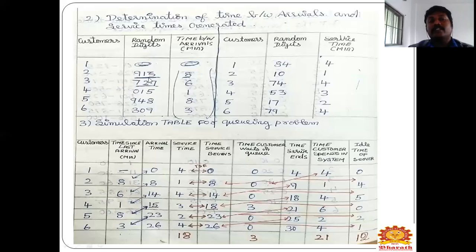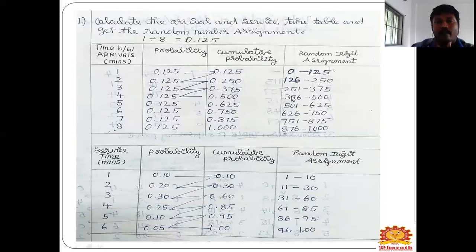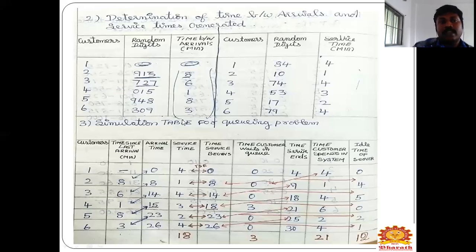How should you take this? I will take each one. For the first customer, it is 0, and this also becomes 0. For the second customer, the random digit is 913, so you go to the arrival timetable. Where does 915 fall? It falls on 876 to 1000, which means the time between arrivals is 8. So you take 8.